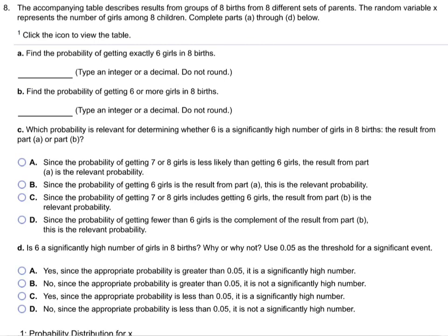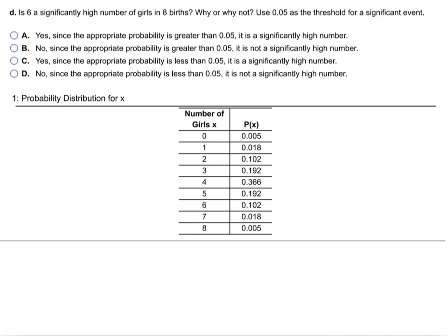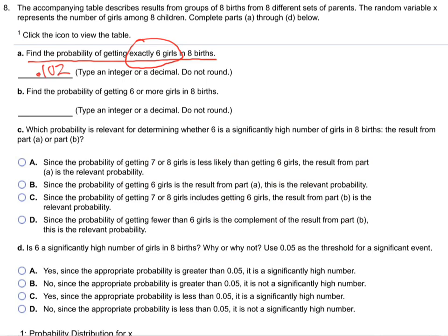Let's go back. So find the probability. Now we're going to read the table. Find the probability of getting exactly 6 girls. So what's the chance if you have 8 births that you'll get exactly 6 girls? Let's go back to the table. Do you realize we just grabbed that number right there? 0.102. That's the one that's next to the 6. That's the chance of getting exactly 6 girls in 8 births. So we don't have to do anything with our calculator. Just give them that answer, 0.102. Next one. Find the probability of getting 6 or more.